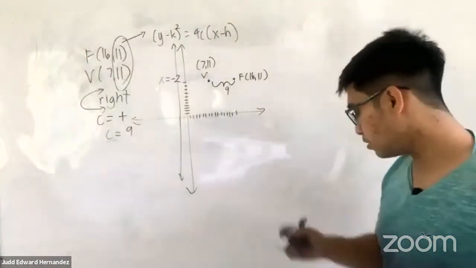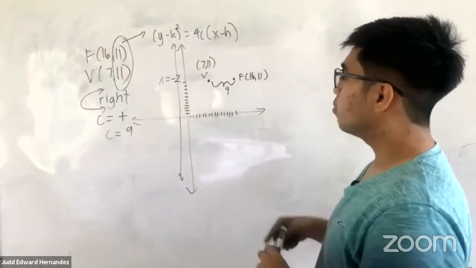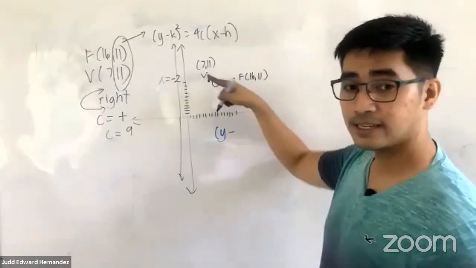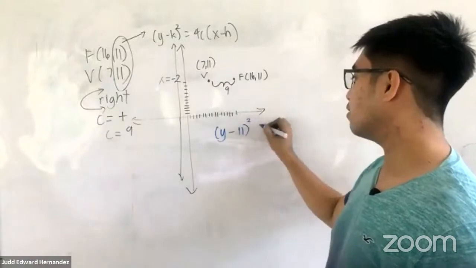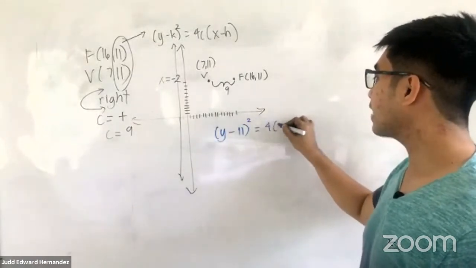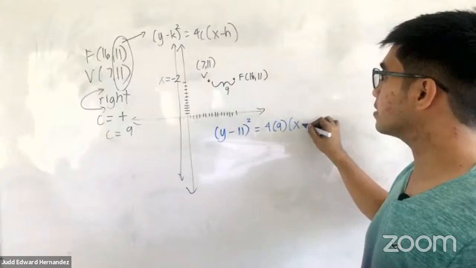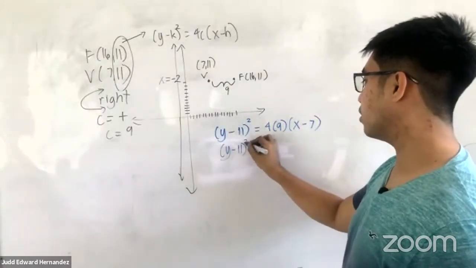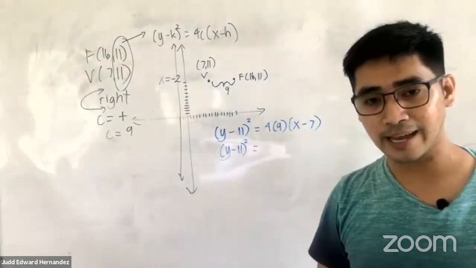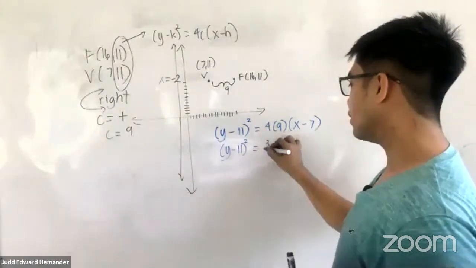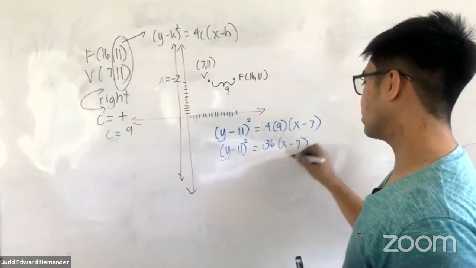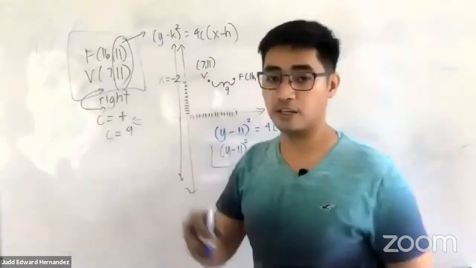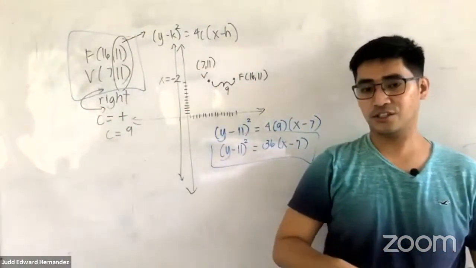Yes. Therefore, the equation now becomes y minus k, that is y minus, what is the value of k? That is 11. y minus 11 quantity squared is equal to 4 times 9 times the quantity x minus 7. Simplifying, this is y minus 11 quantity squared is equal to what is 4 times 9? 36 po. 36 times the quantity x minus 7. And this is the equation of the parabola given these conditions. Questions?